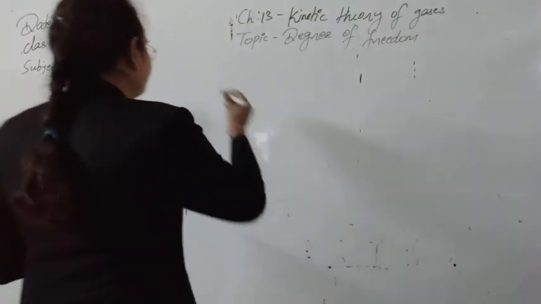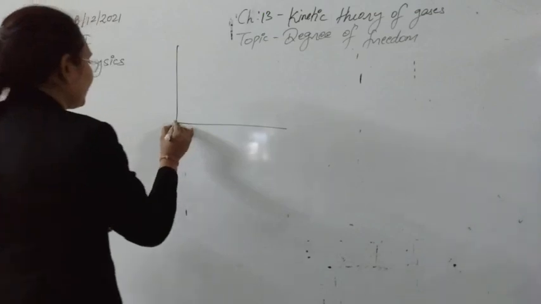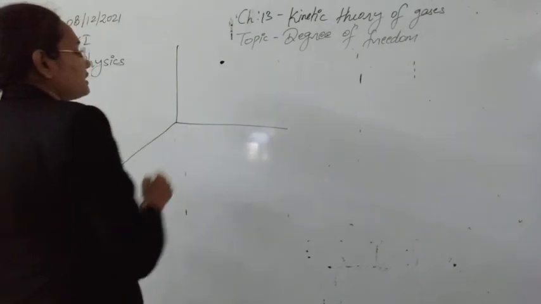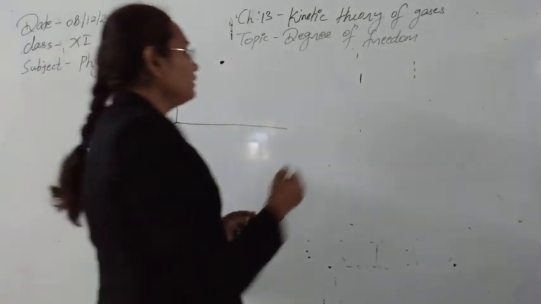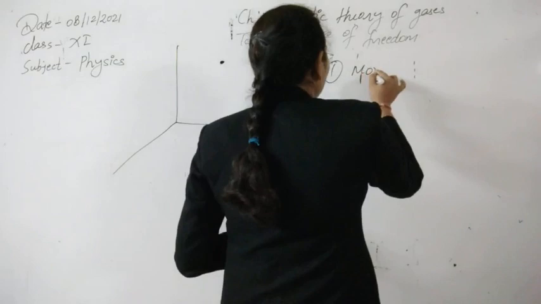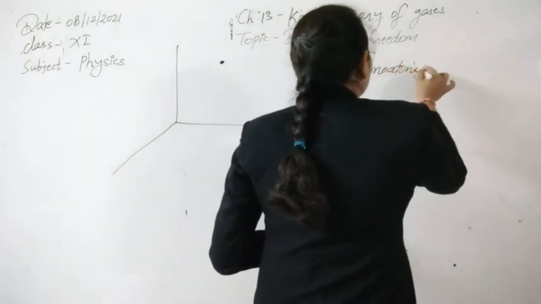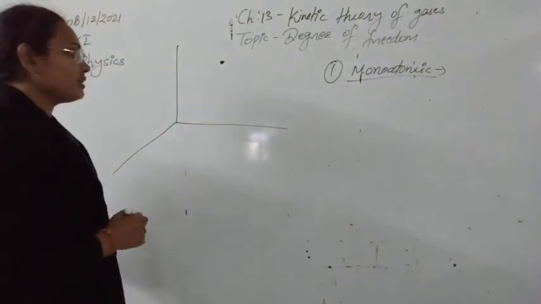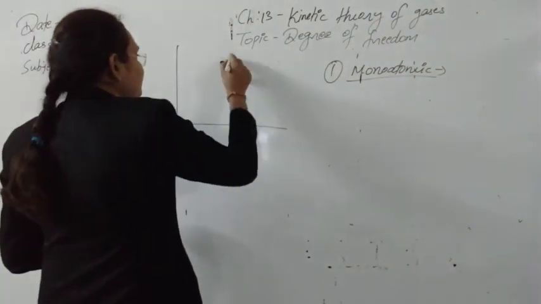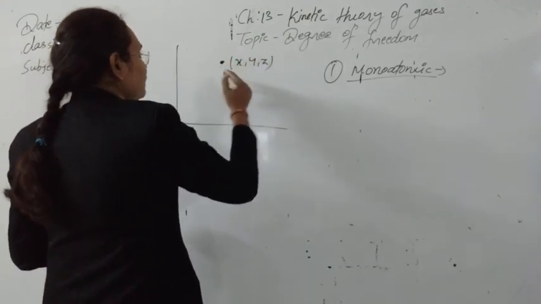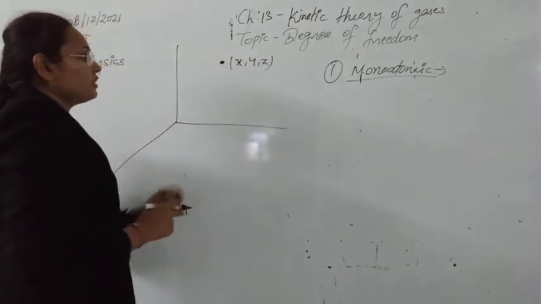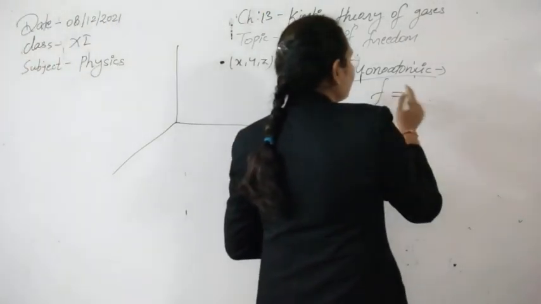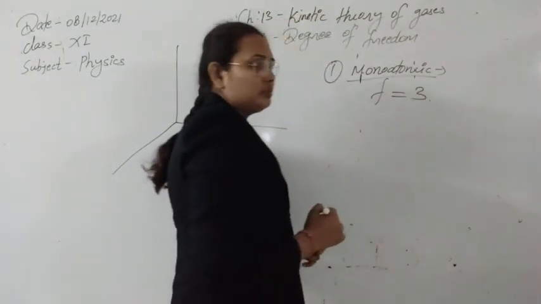We can have different types of gases. For gaseous systems, suppose only one atom is there in the gas, which is the concept of monoatomic gas. For monoatomic gas, the minimum number of coordinates needed to specify the position is x, y and z, all these three coordinates. So for monoatomic gas, the degrees of freedom, denoted by f, is equal to 3.